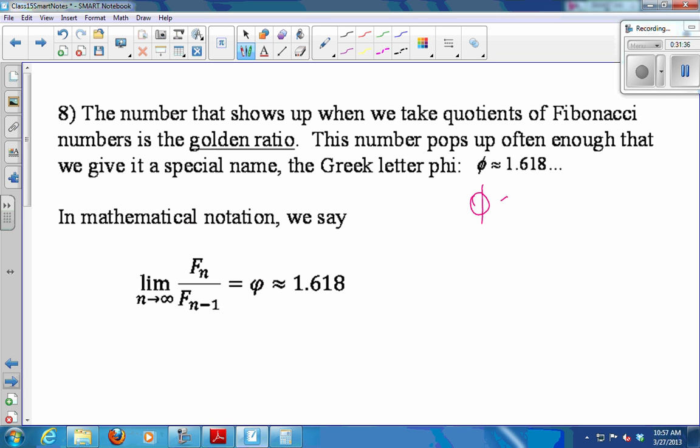Phi. And we know it's about 1.61803, but then the rest of the decimals we're not quite sure of because they keep changing as we go further out in the list of Fibonacci numbers.